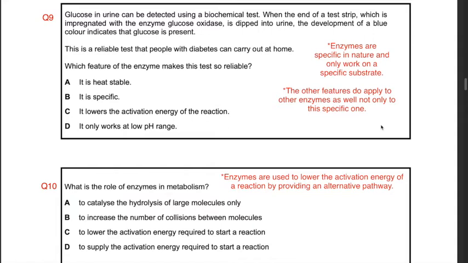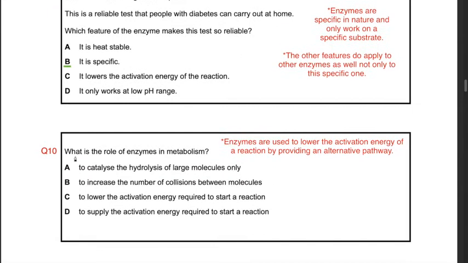In order to make this test as reliable as possible, the enzyme should be specific because it works on a certain substrate only. It doesn't work on any other substrates. Therefore, B is the correct choice.